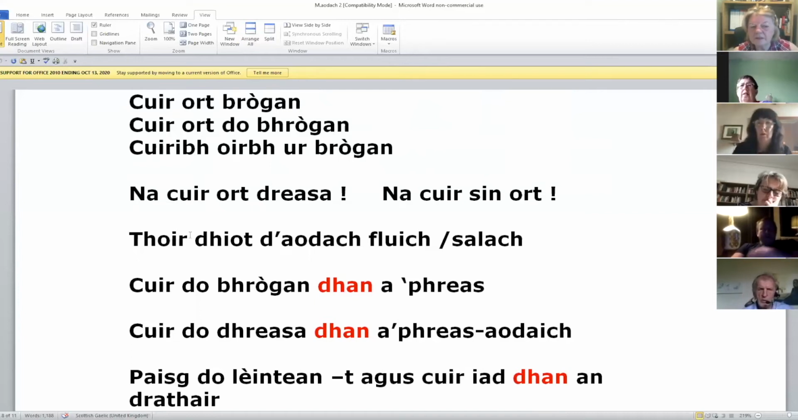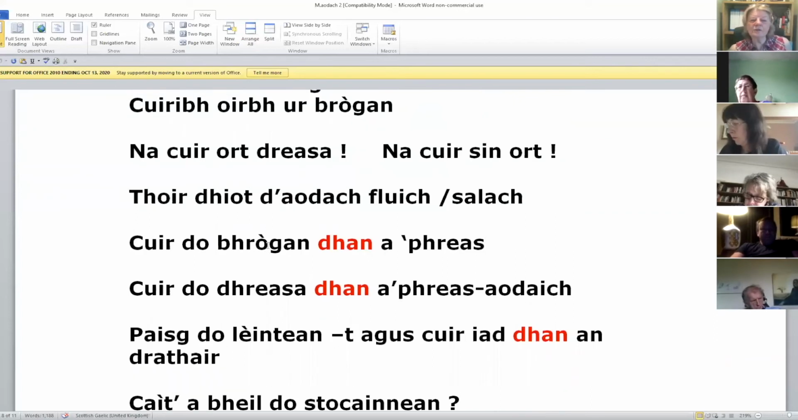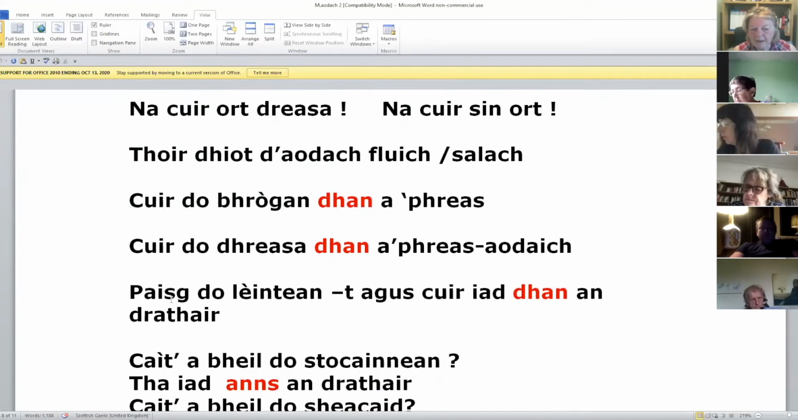Would be take off your wet clothes or take off your dirty clothes. Then cuirt of rogan gan a phrase would be put your shoes into the cupboard. Gan. Cuirt of rogan gan a phrase. Cuirt o grese gan a phrase udig would be put your dress into the wardrobe. Pask do leentjen tea.